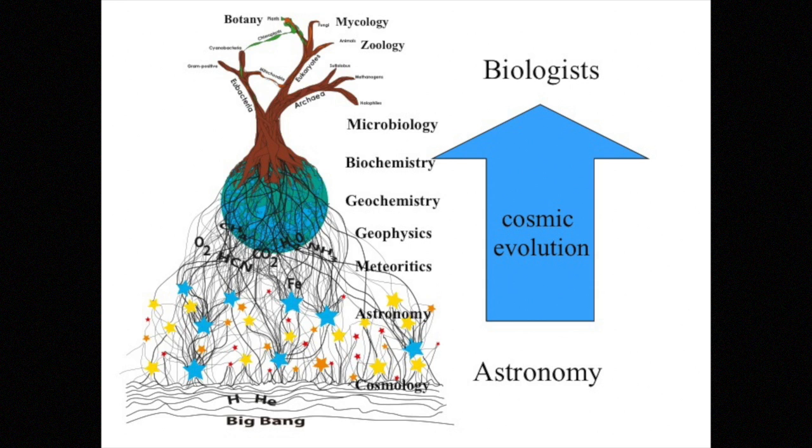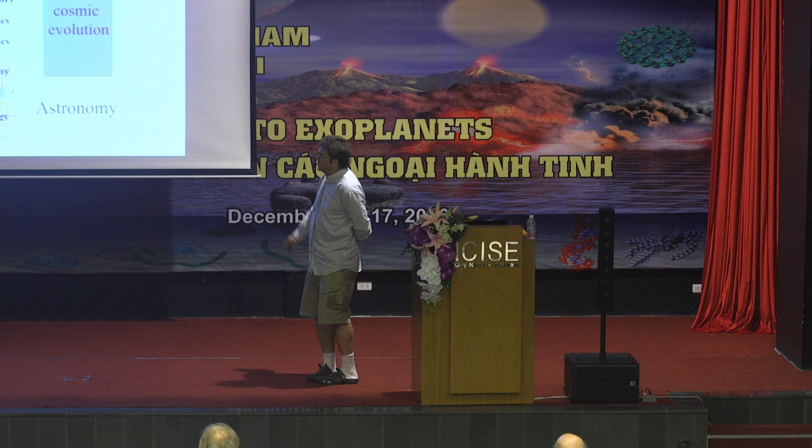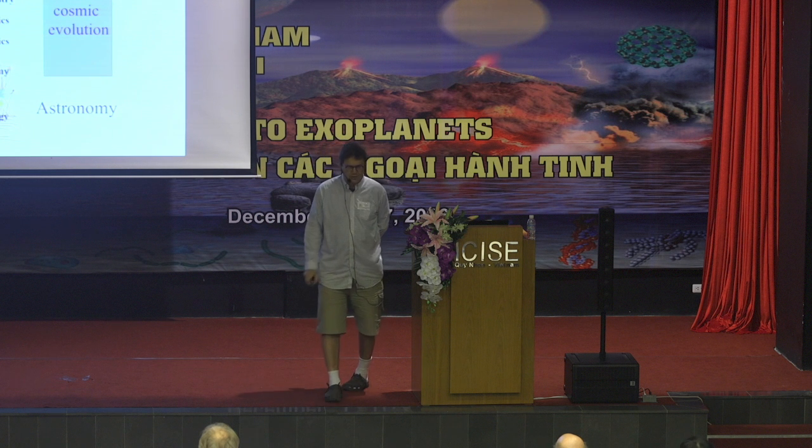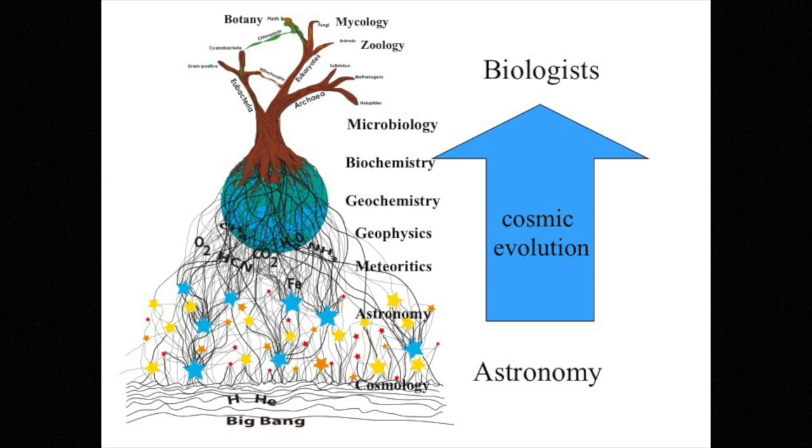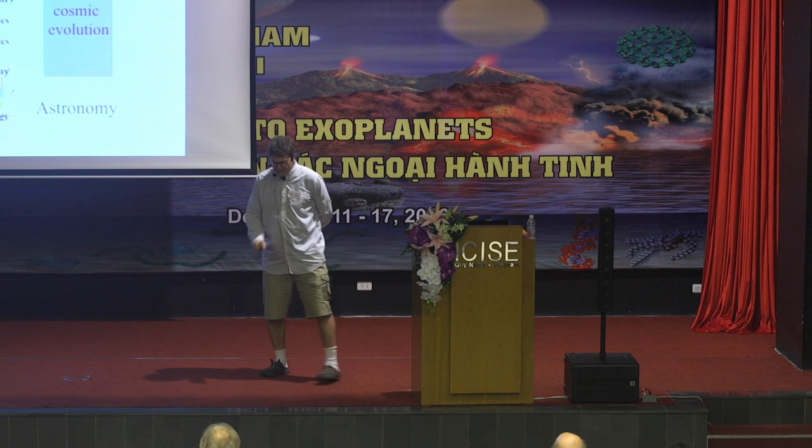We cosmologists and astrophysicists, we work down here. We're hard scientists, so we work from here to there, and then we're all confused when it gets here, and that's one of the big problems: how life got started. We want to know that because we want to figure out how often life has gotten started elsewhere. So the big history of the universe is astronomy and then cosmic evolution, and then you have biologists.